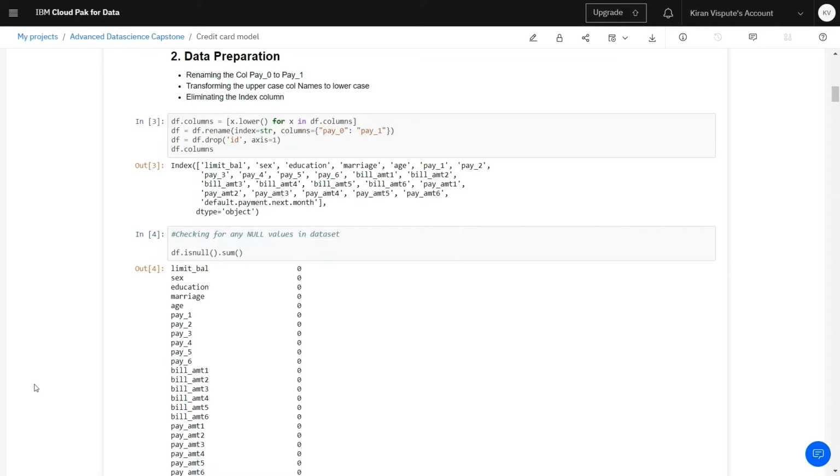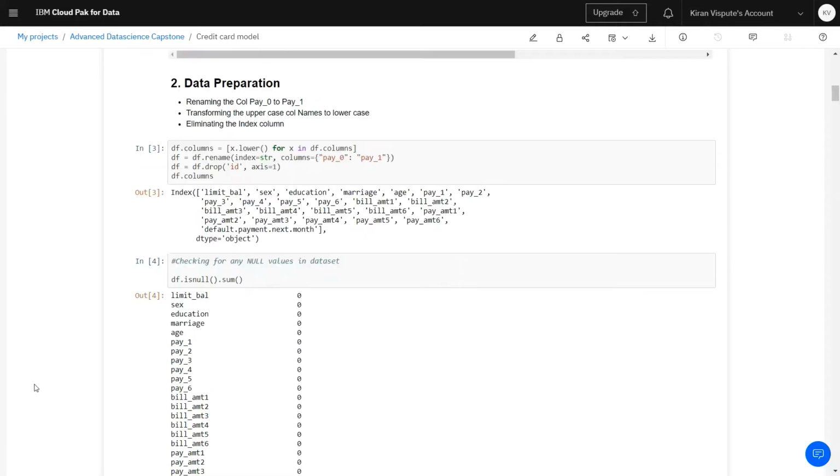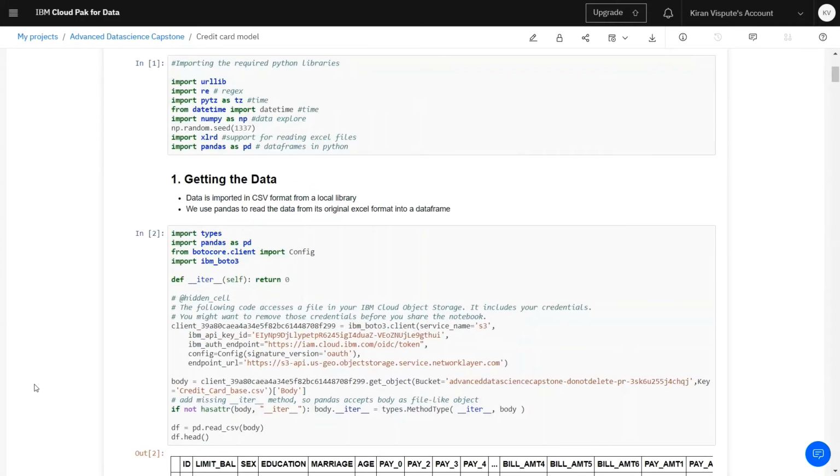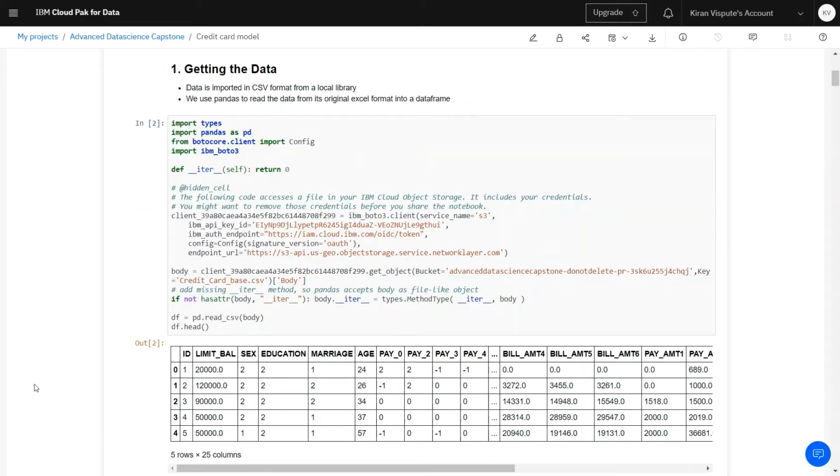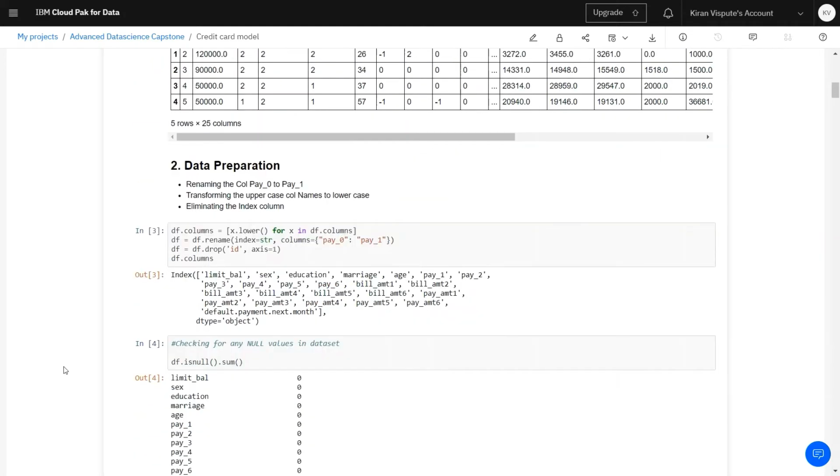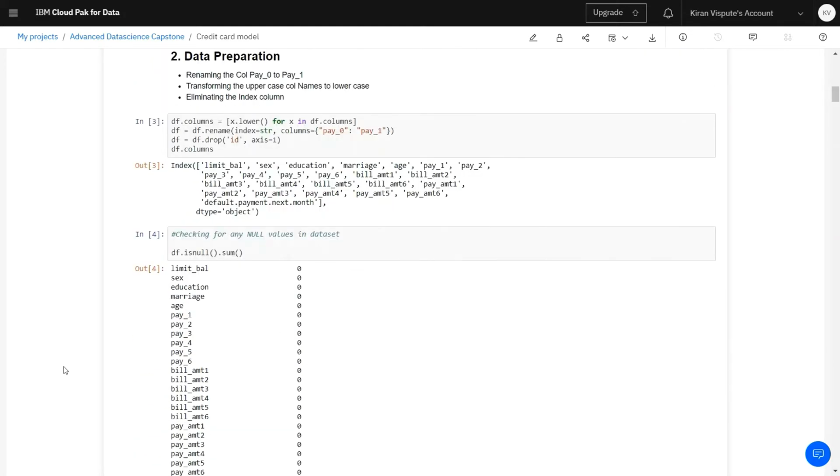Now we move ahead with the data preparation. Initially we have imported the data, as you can see, from a local file itself. We have imported the data as a CSV file. We have checked the headers and the data seems to be imported correctly. Moving ahead, we have to prepare the data for actual regression testing and the model evaluation.